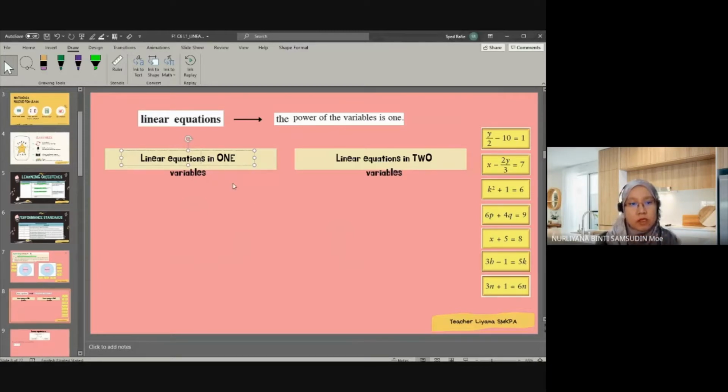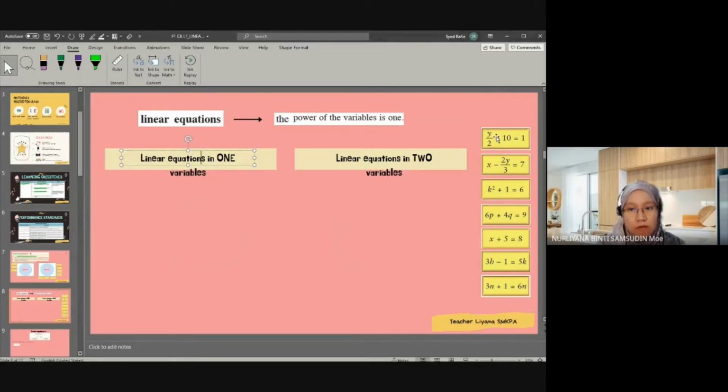So we have two things to check here. First, when we talk about a linear equation, the power of the variable must be 1. Second, we need to know whether it is a linear equation in one variable or two variables. This is the only thing you learn in Form 1. Let's see the example given here. y over 2 minus 10 equals 1. We know this is an algebraic equation. How many variables here? 1 only, y only.